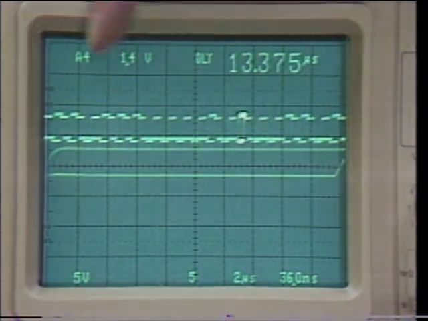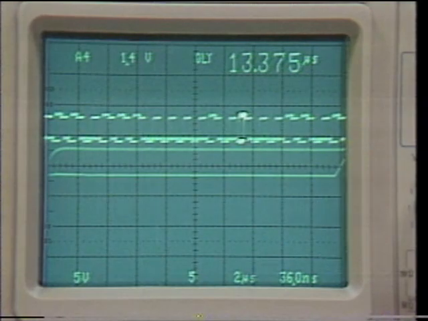Now, since this is 10 divisions, that interval represents 360 nanoseconds, a slightly different number from the one that we obtained using the delayed sweep. Now, the accuracy of this measurement, as long as the interval that we are measuring is exactly 10 divisions, will be 3.3%.